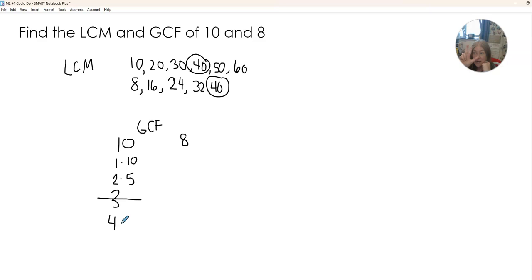4, 4, 8, 12. Nope. Oh, and we already have 5. So these are all the factors for 10. So now let's try 8.